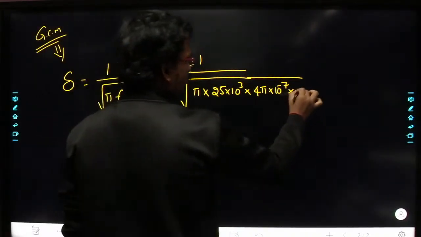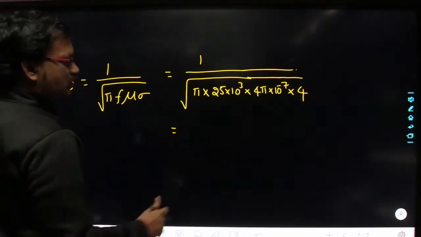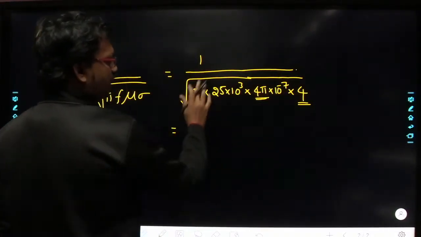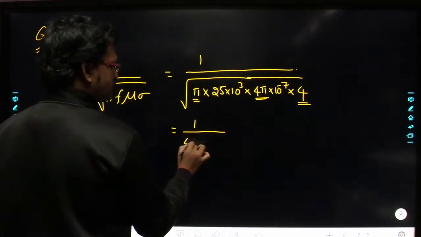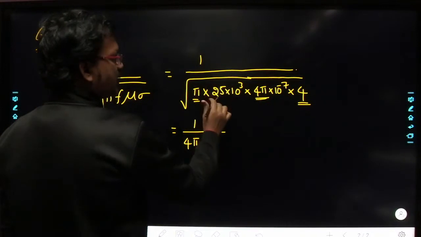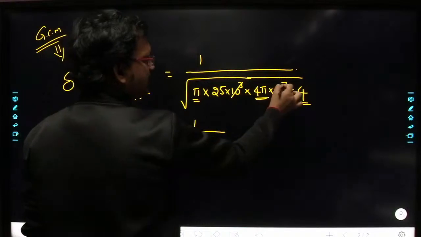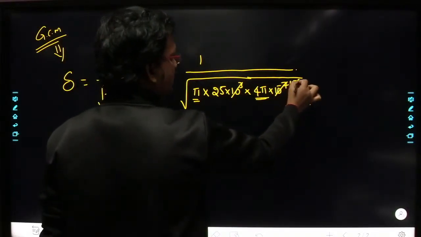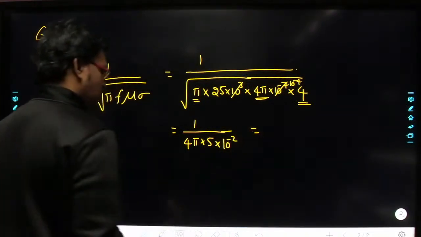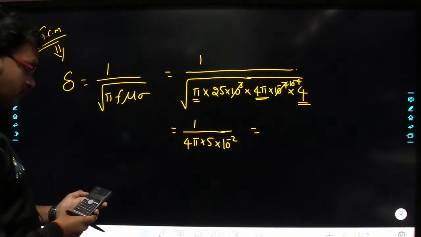And sigma value is 4. So determine these values here. What are you going to get? Here 4 pi, and here 4 into pi, so 4 pi into 4 pi under root. I can take 4 pi outside. Next, the square root of 25 is 5. Next, here 10 power 3 and here 10 power minus 7. That means here you are going to have 10 power minus 4 under root, so you are going to get 10 power minus 2. So this is the value. So 4 pi into 5.